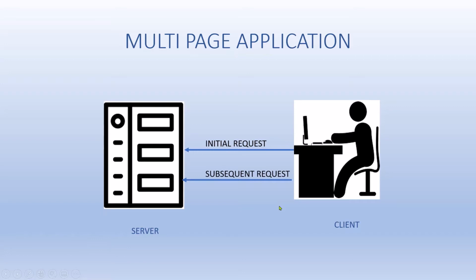That request goes to the server. The server responds by generating an entirely new web page with its own HTML, with its own CSS, with its own JavaScript, and then sends that back to your client browser. So to sum up, with a multi-page application, for every interaction that you as a user have with the application, the server responds by generating an entirely new web page with its own HTML, with its own styling, and with its own script, and sends that back to your client browser.